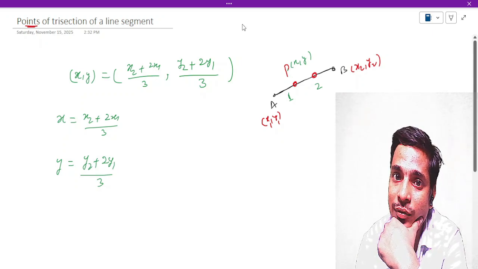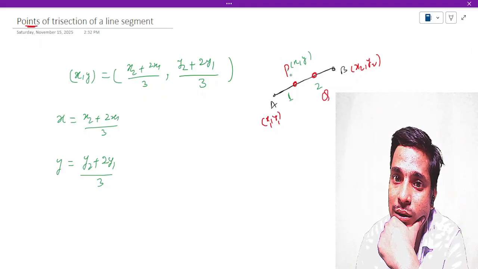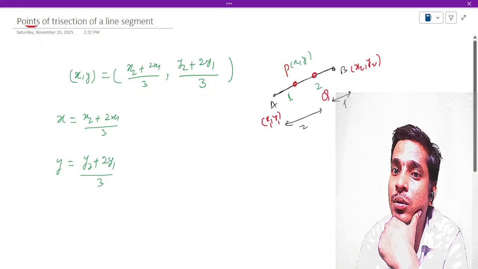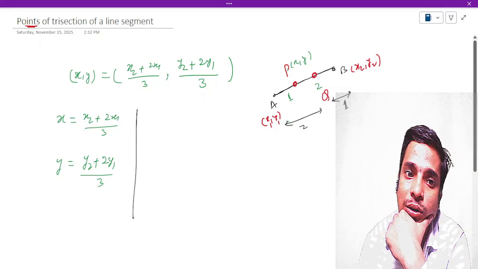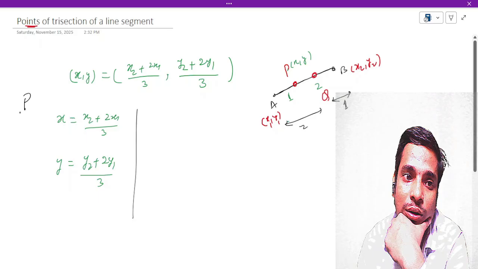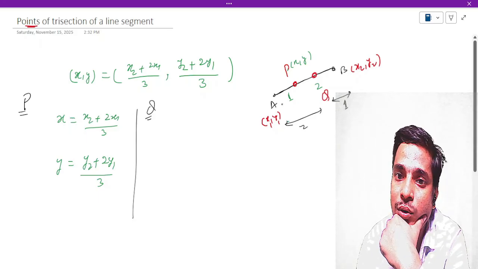This is the coordinate of this point P. If you are looking for the coordinate of this point Q, then this part will be 2 and this will be 1, right? So I'm marking this as the coordinate of P, and this is the coordinate of Q. So how can you find the coordinate of Q?